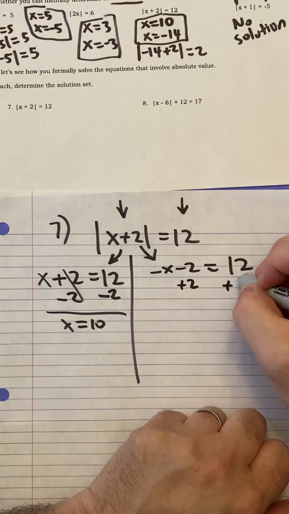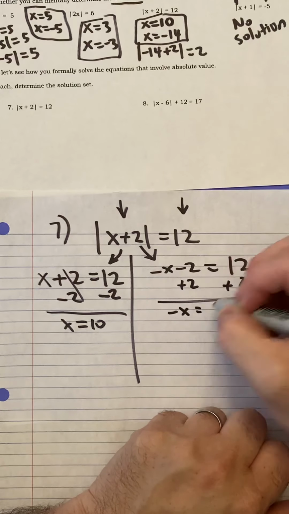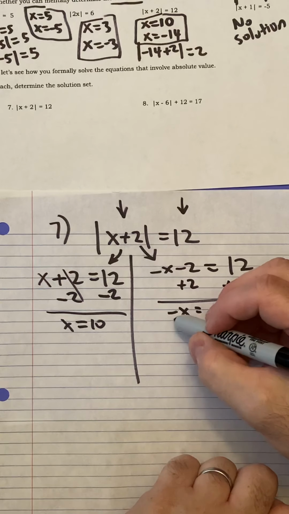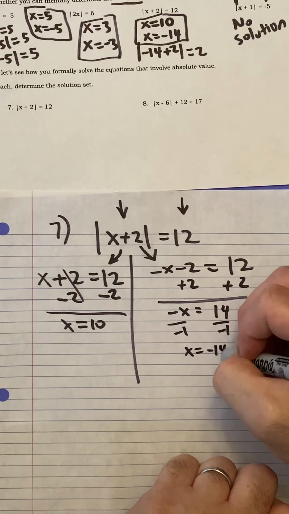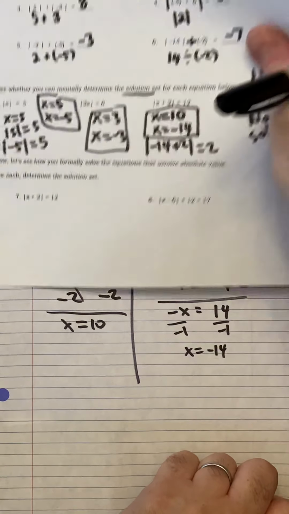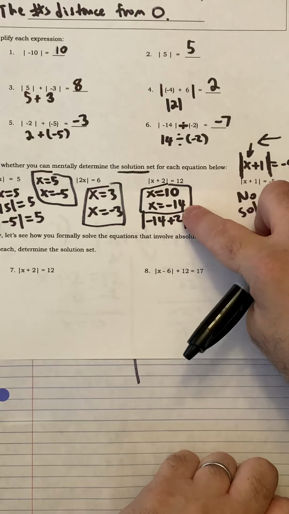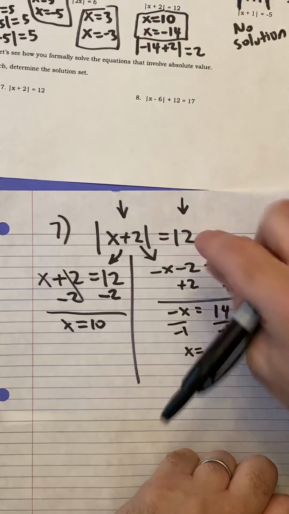Plus 2, we get negative x equals 14. This is like negative 1x. We have to divide both sides by negative 1, and we get x equals negative 14. And look, those are the solutions we got when we just did it mentally. So here we have a technique that works.